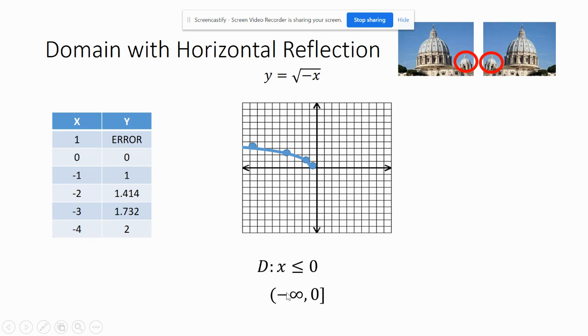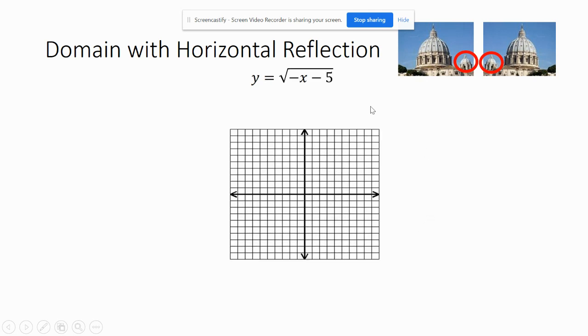But notice, you always start with the smallest number to the largest. Kind of hard to think of infinities being small, but negative infinity, we read left to right. Okay? So what about this one here?